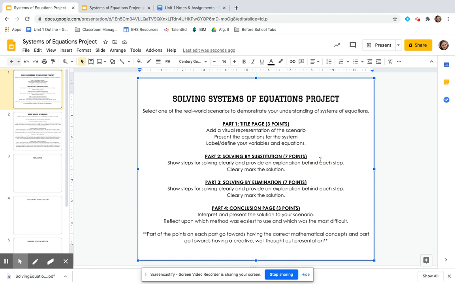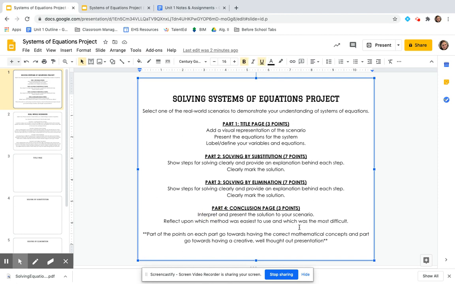Then on the next slide, you're going to solve it by substitution. And I need you to show me all of your steps for solving and give me an explanation behind each step. So over to the side, say, I added 7 to both sides to get x by itself. Or I added y to the other side to get x by itself so that I could substitute. Then for elimination, you're going to do this same exact thing, except you might be saying stuff like, I'm multiplying the first equation by 2 so that the x's eliminate. Or I'm multiplying the second equation by -3 so that the y's eliminate, something like that.